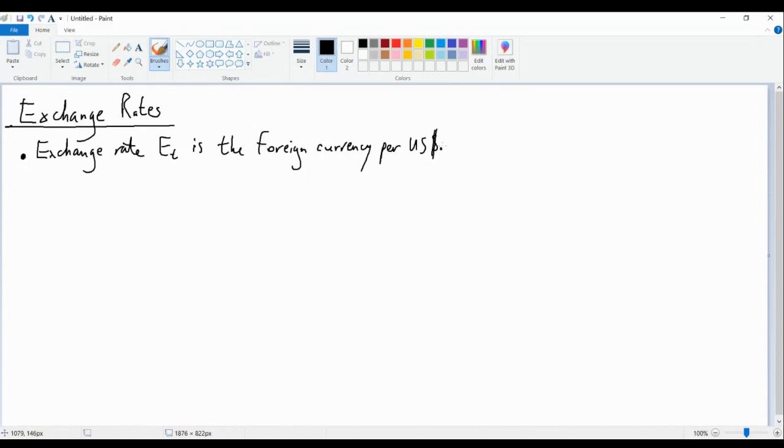Exchange rate. So we're taking the US as the benchmark place, and then the exchange rate is the amount of foreign currency per dollar. So if the exchange rate rises, it means the dollar buys more yen, which of course means the dollar has gained value. Okay? So that's how we're going to define exchange rates in general.